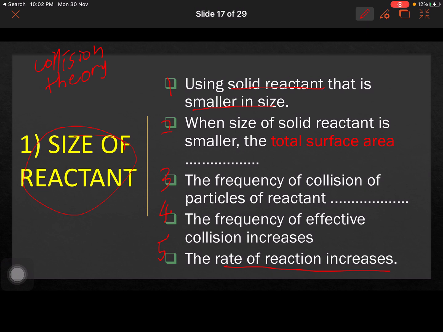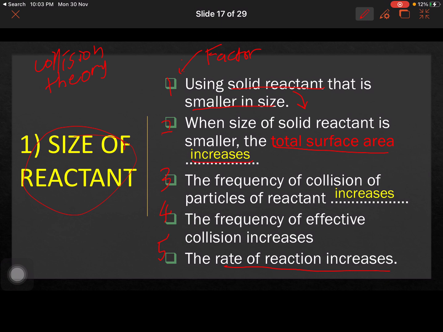So, point seterusnya untuk menerangkan faktor smaller in size ini bermaksud total surface area dia adalah bigger ataupun increases kan. Okay, so bila total surface area yang bigger, maka frequency of collision of particles of reactant will increases too. Maka dia akan berlakulah collision dengan lagi kerap. Okay, and then the frequency of effective collision pun akan increases. Maka last sekali rate of reaction pun increases. Okay, awak kena ingat point pertama dia mengexplainkan pasal factor. Okay, apa factor kita. And then point yang kedua menerangkan factor itu. Kalau smaller in size, mesti total surface area dia bigger. Point ketiga, frequency of collision.